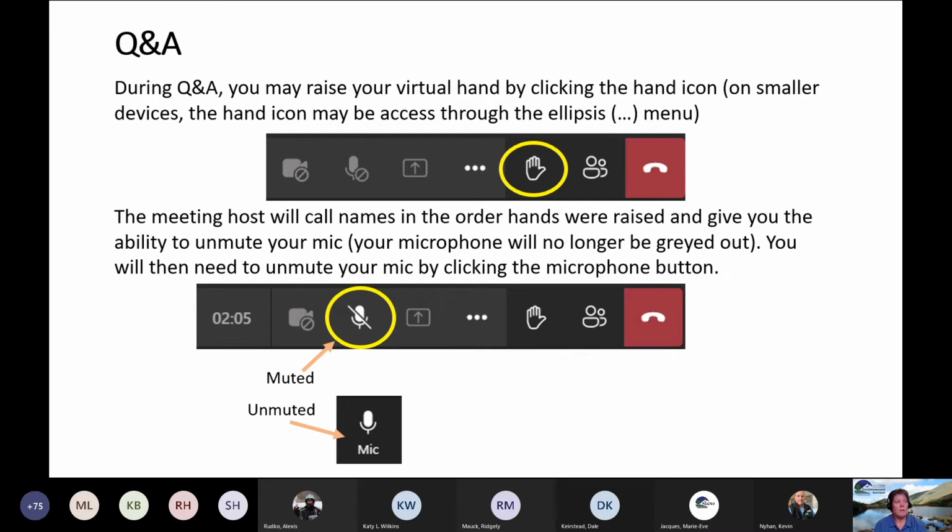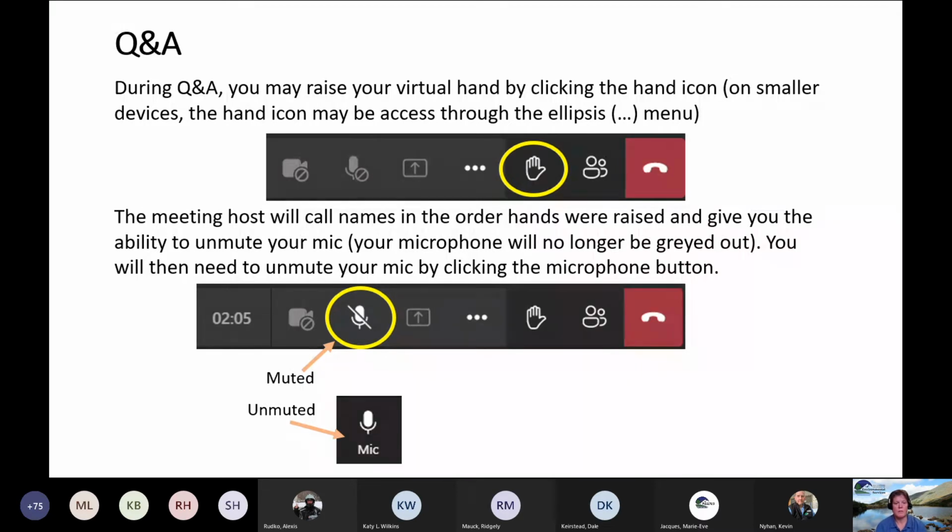We will have Q&A sessions at the end of our instructional sessions and at the end of our presentation for today. During the question and answer, call attention to yourself by raising your virtual hand, clicking on the hand icon on the toolbar. On smaller devices, like a cell phone or an iPad, the hand icon may be accessed through the ellipsis, the 3 dots, and then the menu.